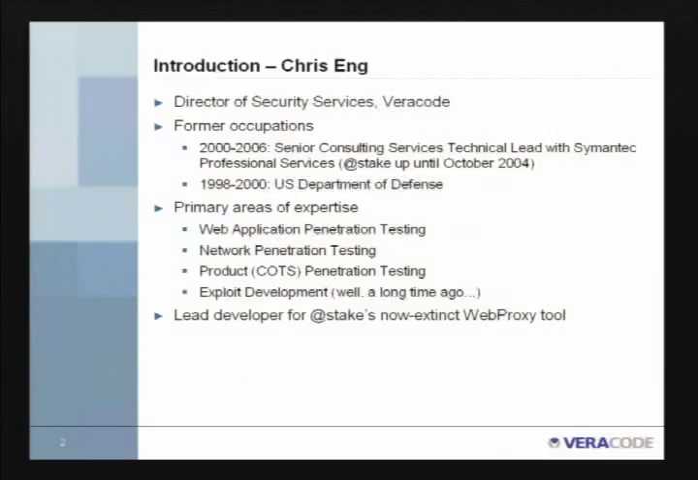Quick intro about me. My name is Chris Ng. I'm the Director of Security Services for Veracode. We are a startup specializing in the application security space, and you'll probably hear more about us in the coming months. The past 6 years, I've been a consultant for AtStake and Symantec, specializing in penetration testing of web applications, networks, products, and whatnot. And prior to that, I was with the Department of Defense.